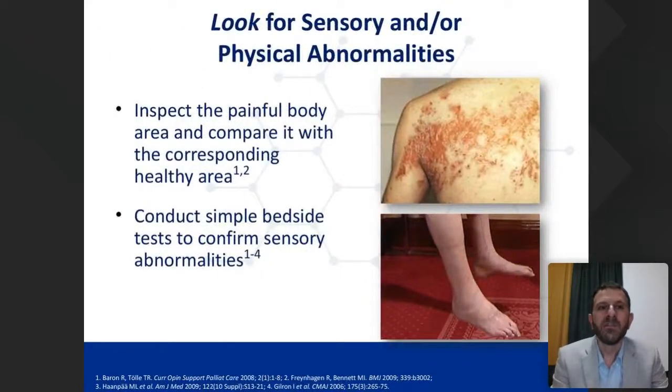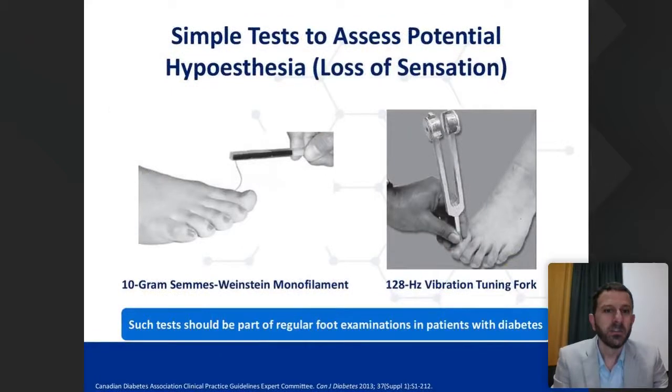You want to look for any physical abnormality. You want to inspect the body part that they're complaining hurts, because you want to see if there's any abnormal rashes, any abnormal vesicles or pustules, or any deformities in that area. And then you want to conduct a simple bedside test to confirm the sensory abnormality. This is done by using a tuning fork, or you could use a monofilament.